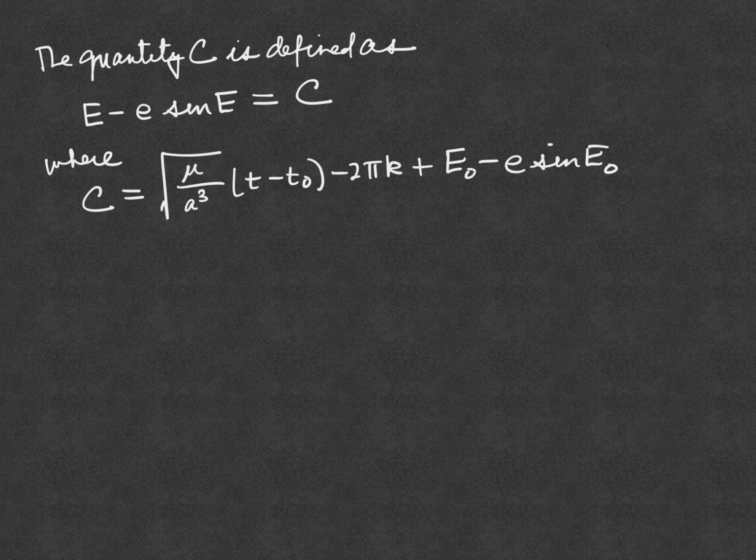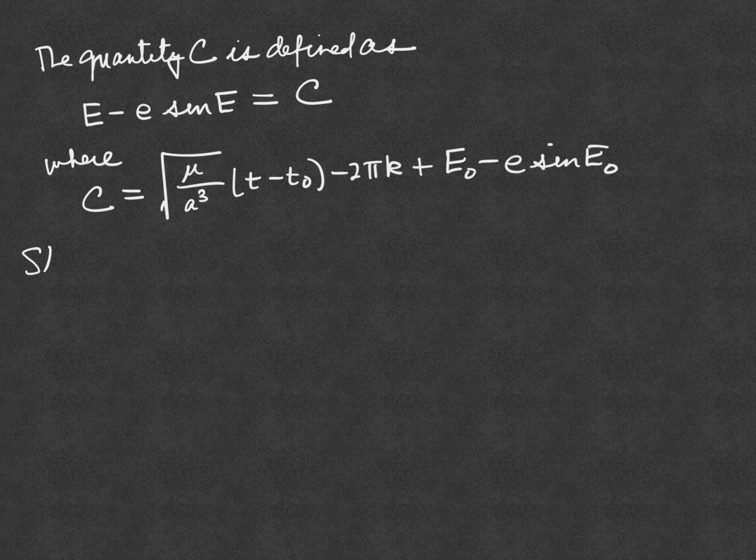Now let's look at this value C. You can see that it depends on mu, which we know. It depends on A, which we know because we computed it when we computed the orbital elements. It also depends on T and T0, both which we know. It depends on K, which we just computed in a previous step. And it depends on E0, which we also computed in a previous step. So everything in here can now be substituted. All those quantities can be substituted in order to compute C. And now we have the value of C. So we're done with this step.